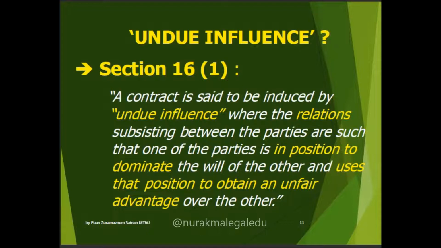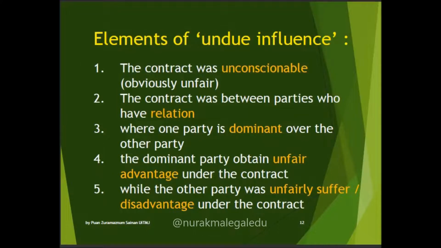The definition under the Act by virtue of section 16 subsection 1 gives the elements of undue influence. A contract is said to be induced by an undue influence where the relation subsisting between the parties is such that one of the parties is in a position to dominate the will of the other and uses that position to obtain an unfair advantage over the other. Okay, these are all the elements of undue influence. You got to remember each of them because all these elements must exist in order for us to state that that act is undue influence.